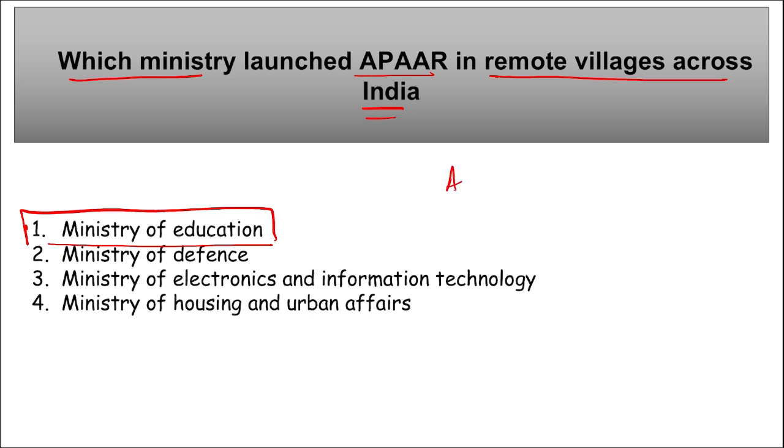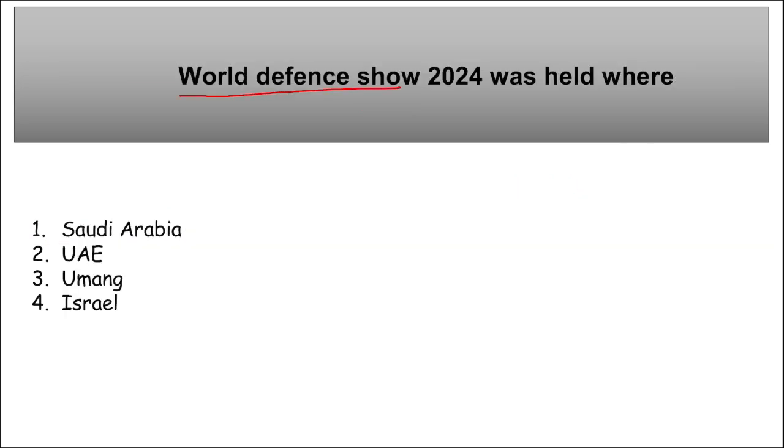I repeat, Automated Permanent Academic Account Registry. World Defense Show 2024 was held where? So World Defense Show for the year 2024 was recently held in Riyadh. Now you will say, sir, Riyadh option is not given here. So remember, where is Riyadh? Riyadh is in Saudi Arabia.